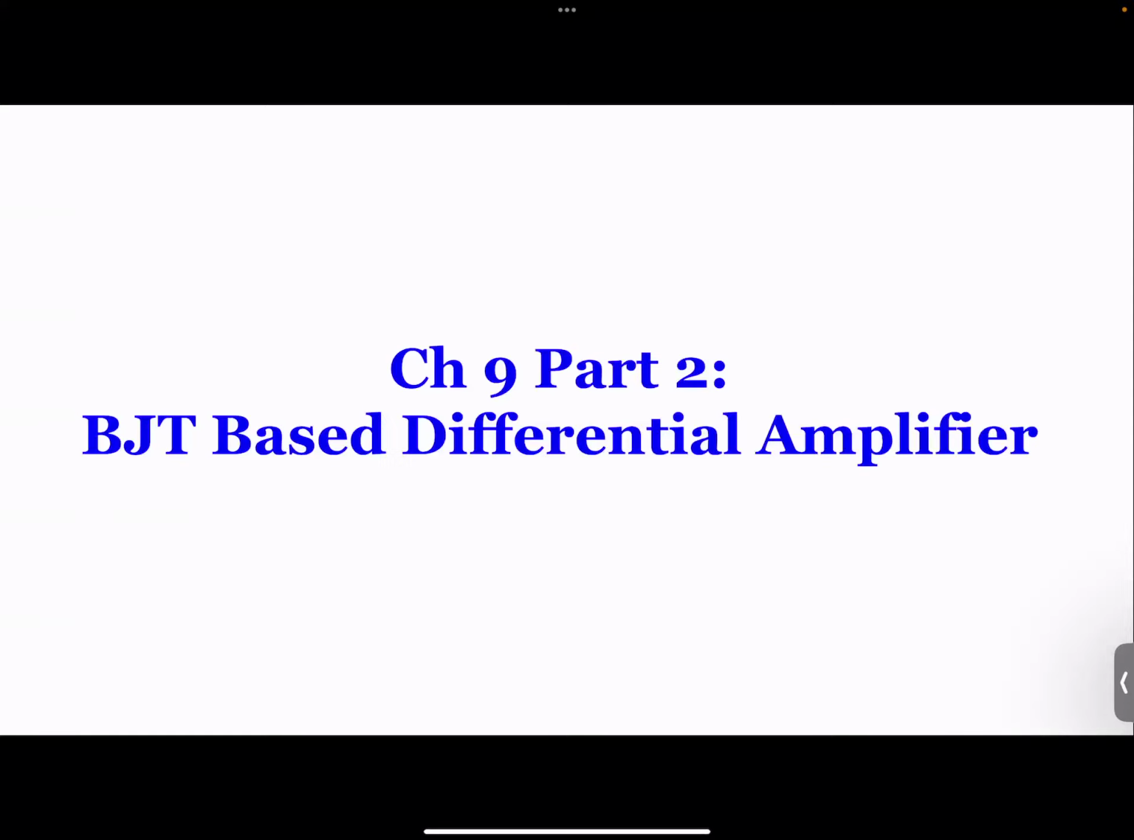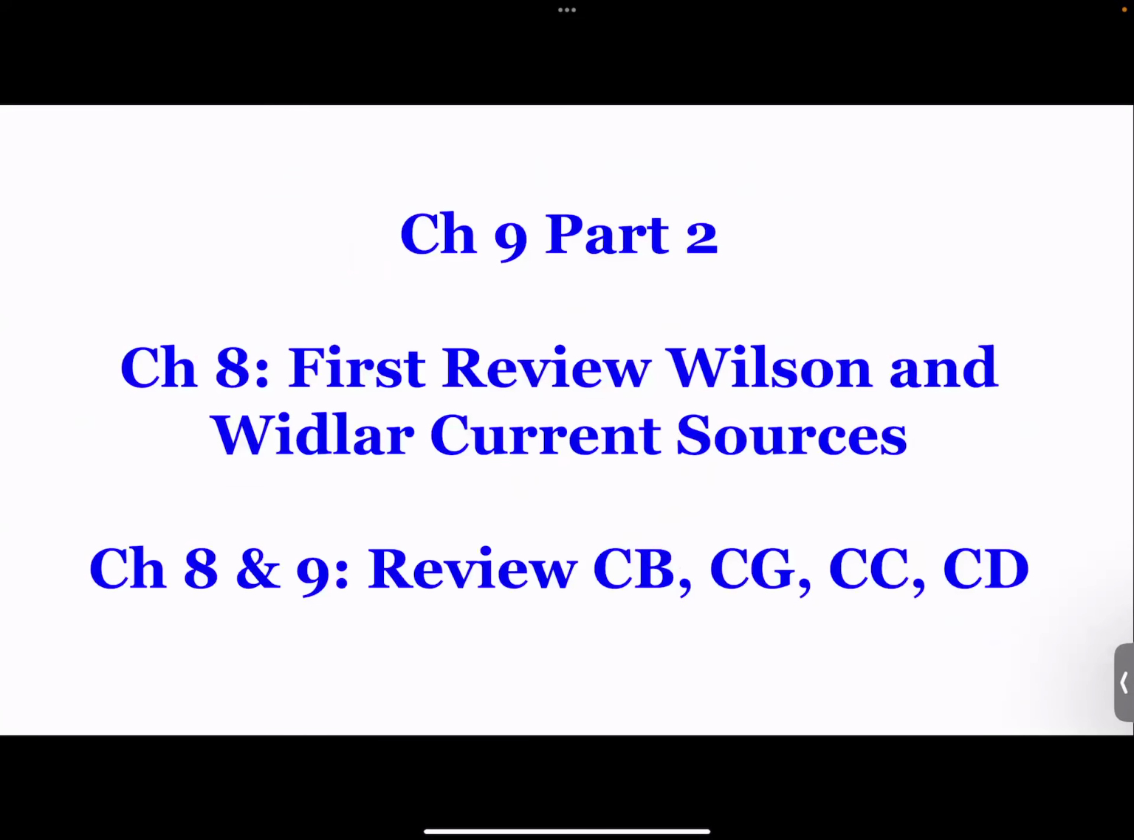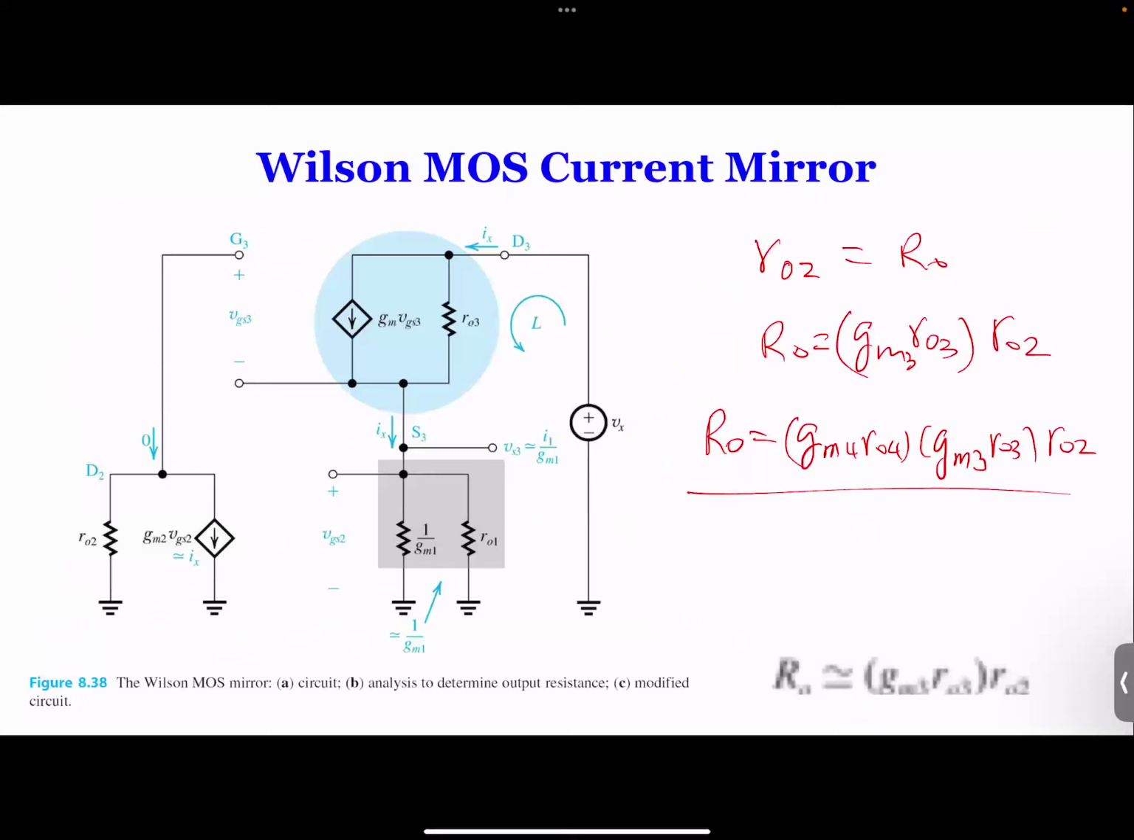Yeah. Okay. So let's look at where is that? All right. Wilson. Where's Widlar? I forgot to copy the Widlar. The Widlar current mirror is like this. If I remember correctly, you will have BJTs.